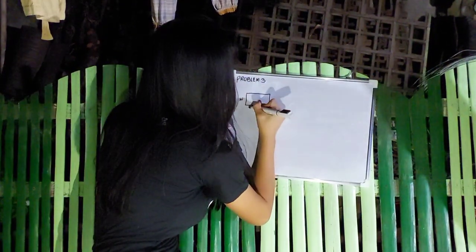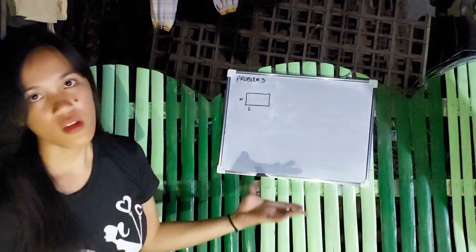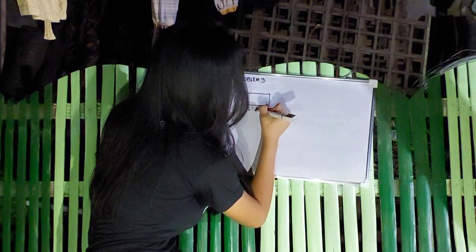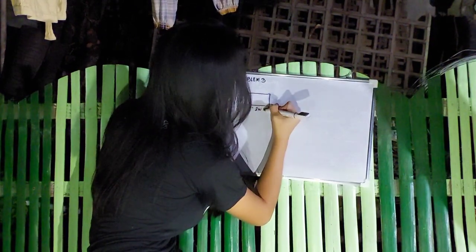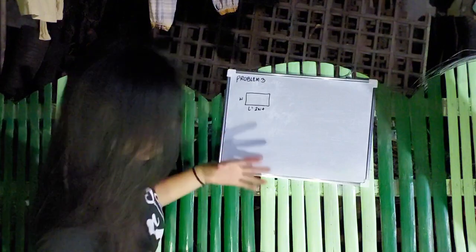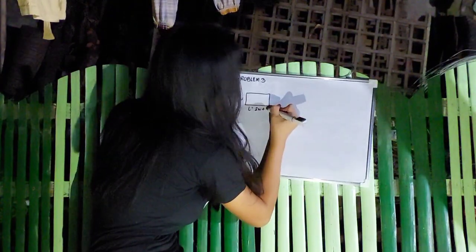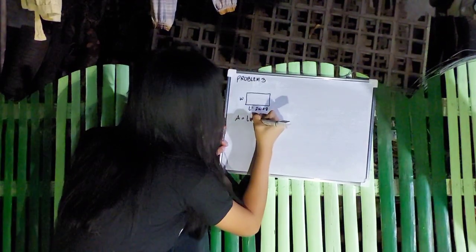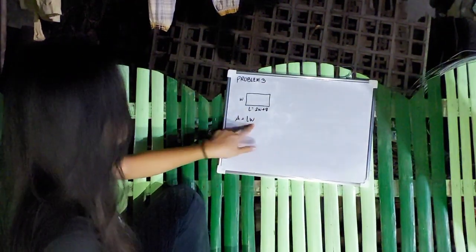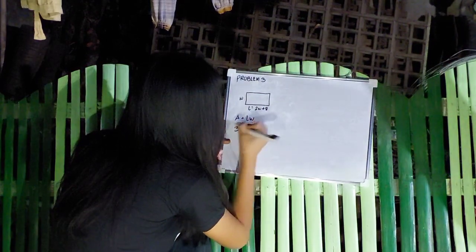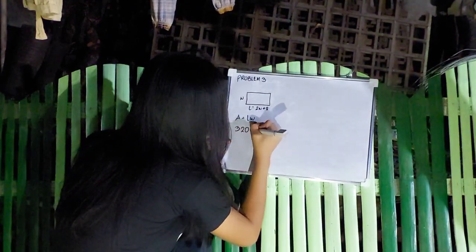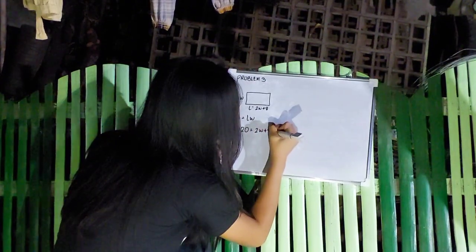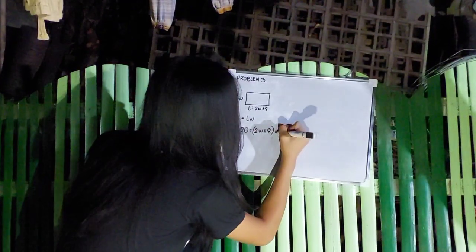So this is the width and the length. It is stated in the problem that the length is 8 more than twice the width. So let us write 2w plus 8. Okay, so the area of a rectangle is area equals length times width. So let us substitute the given values. Our area will be 320 and the length is 2w plus 8 times the width.